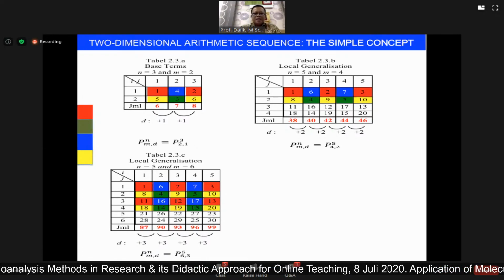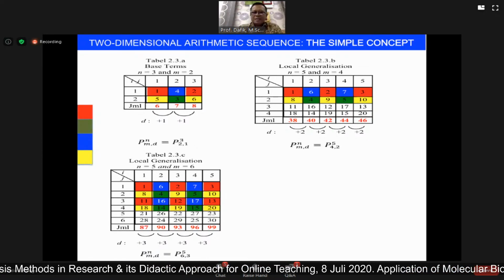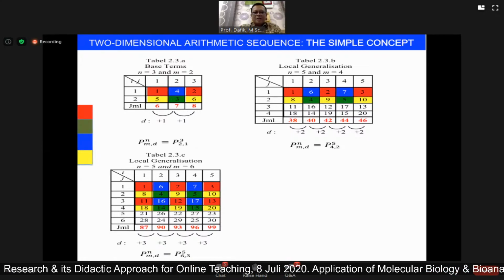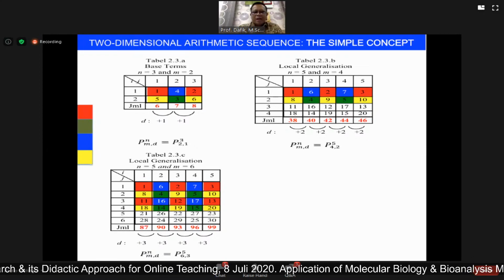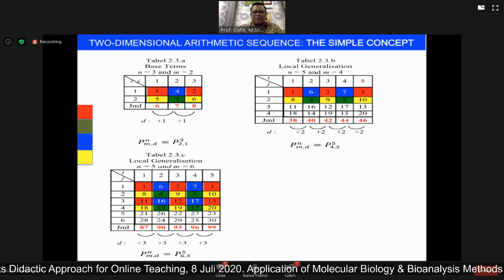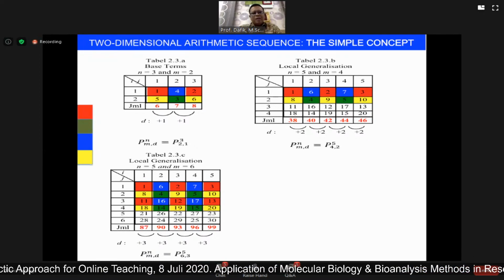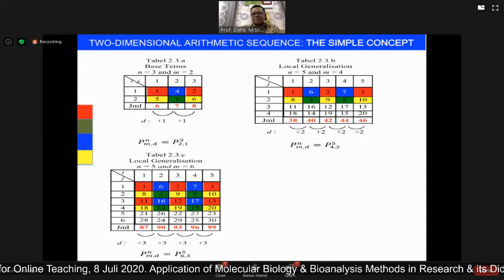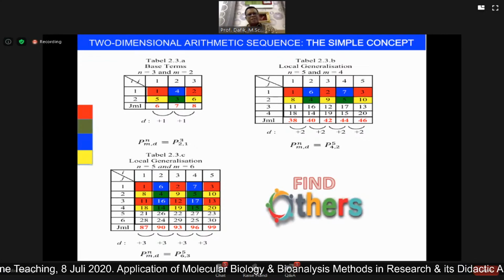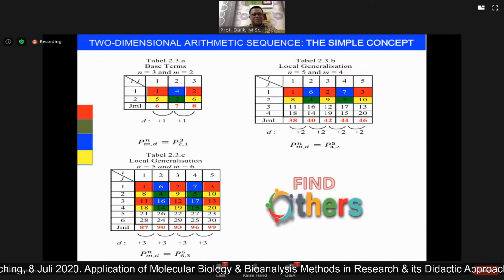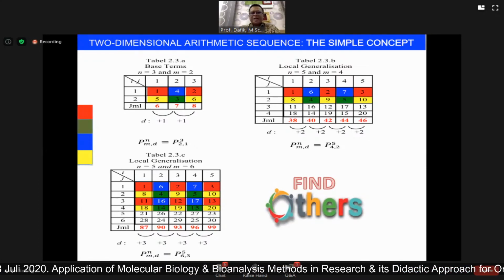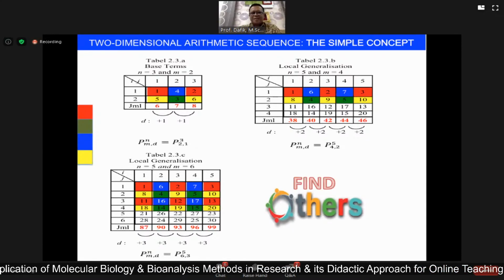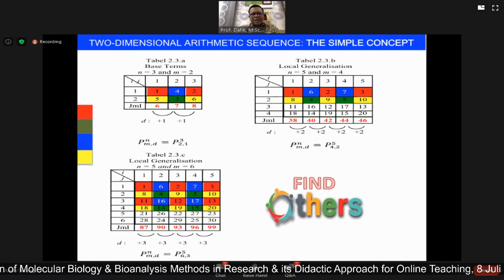Generalize, meaning we can find another structure of this kind of arithmetic sequence, or we can find another permutation of this one. So the student is challenged to find other structures or other permutations.